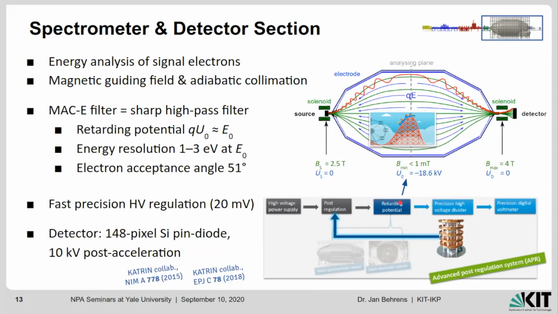The retarding potential is provided by a precision high voltage regulation system, which can reproduce and stabilize voltage on a 20 millivolt level, which is quite an achievement at this kilovolt of energy that we're measuring at. And our detector at the end is a 148 pixel silicon PIN diode with additional post acceleration to improve the signal to noise ratio. The pixelated detector can also be used to resolve radial and azimuthal dependencies in our beamline.